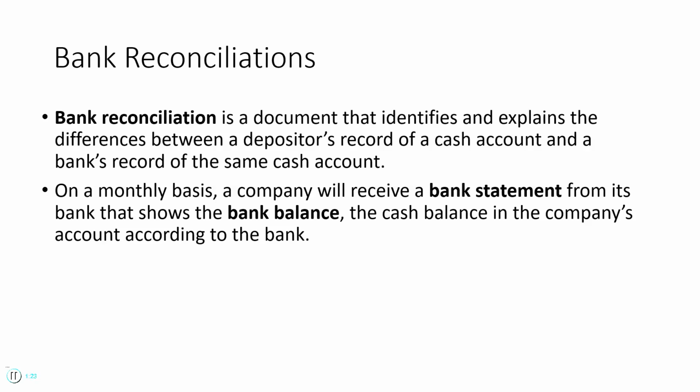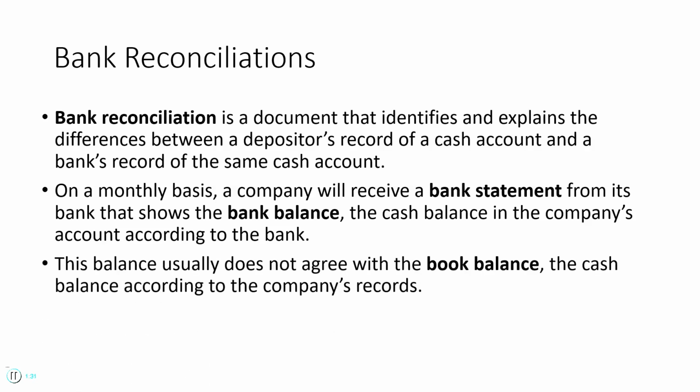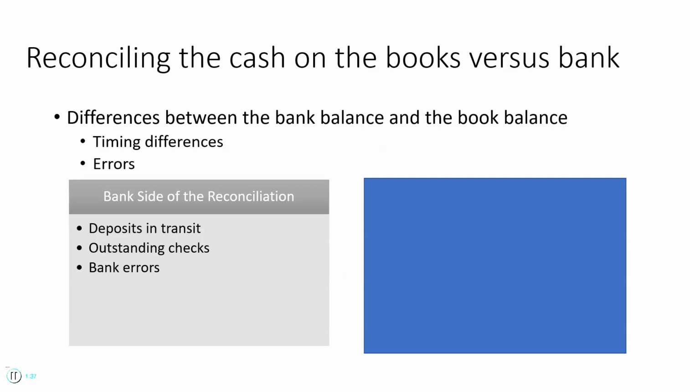Now what you have to remember is the bank does not normally close at the last day of the month, but the books do, so you're always going to have a discrepancy. This balance usually does not agree with the cash balance according to the company's records. So, what are the differences?